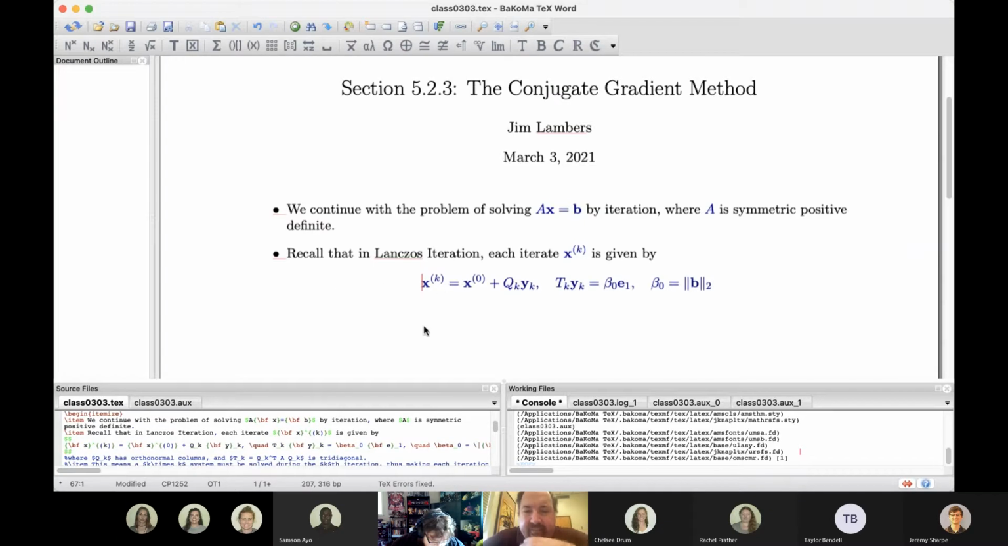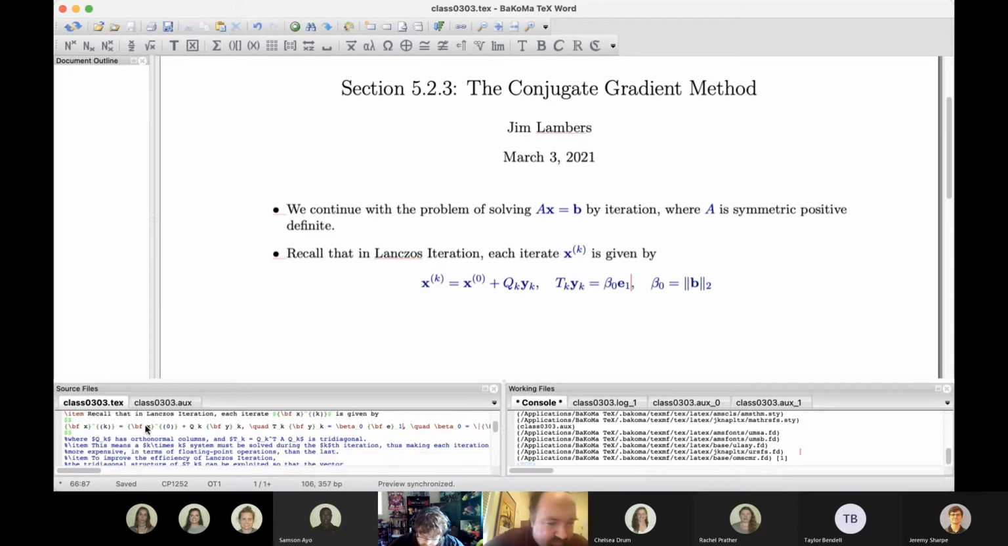And just to recap, every single iterate that Lanczos produces, x_k, has this form: the initial guess, plus a linear combination of some orthonormal vectors that actually are parallel to the residuals. And how do you get the linear combination? How do you get this y_k? Well, you're solving this system of equations, where T_k is a k by k tridiagonal matrix. So this system can be solved efficiently.